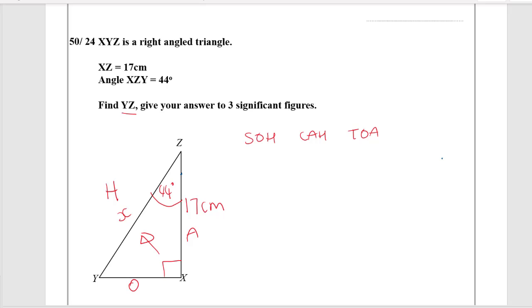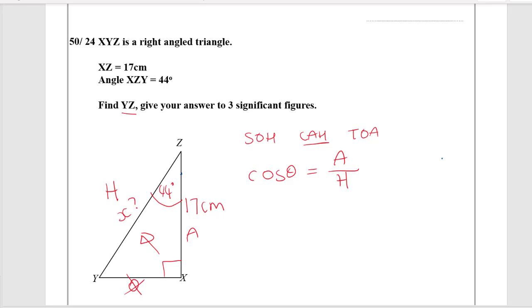So let's have a look which two sides are involved. A and H are involved because H we are finding. We don't know what X is, and A has 17. O does not have anything here, so let's cross out the O. So we're dealing with A and H. And out of these three, we have CAH. A and H is involved with the cos. So let's write down the formula. So cos theta is equal to A over H.